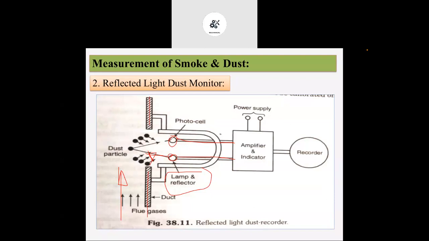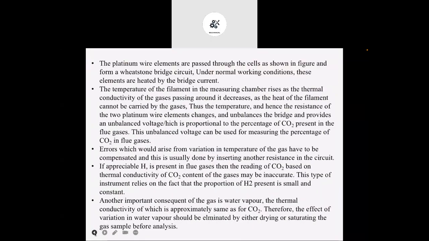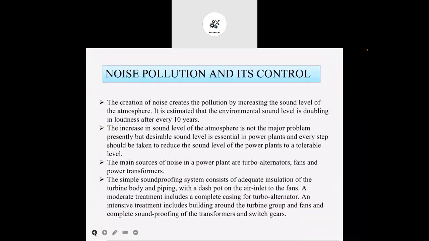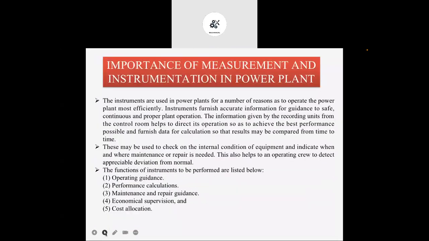Now, the readings coming out from the photocell are continuously amplified and recorded in the recorder. That is used to analyze the flue gas properties, or we can indirectly analyze the combustion process by measuring the smoke and dust. So those are the measurement devices we saw. That's the end of the measurement devices.